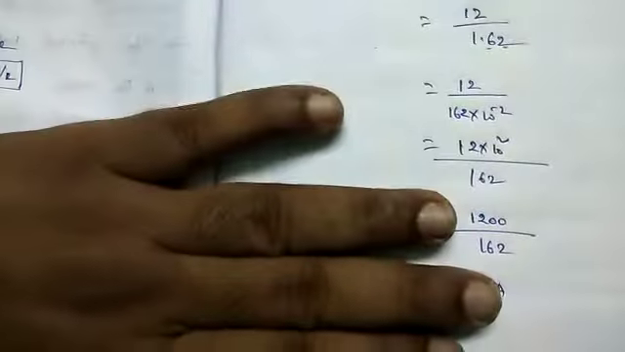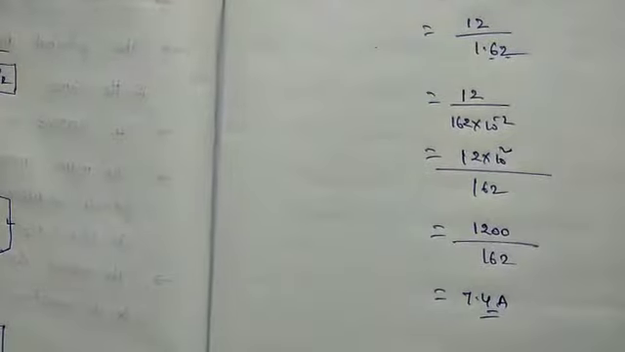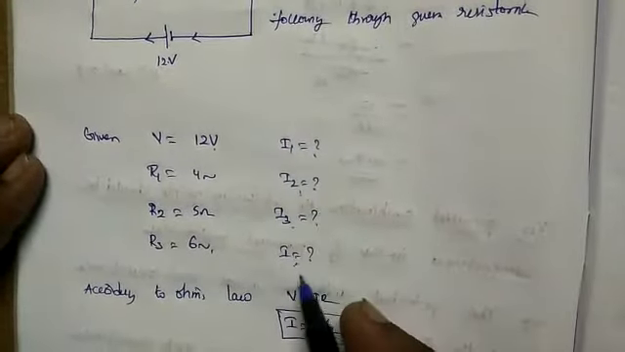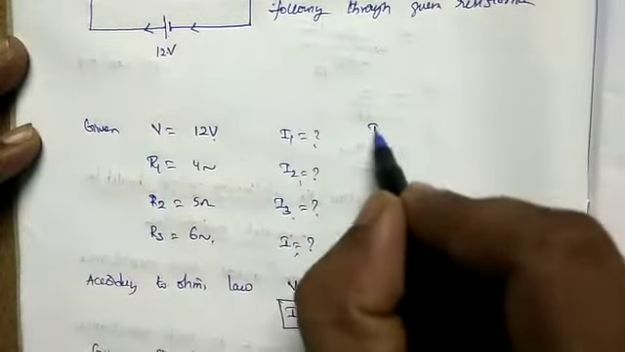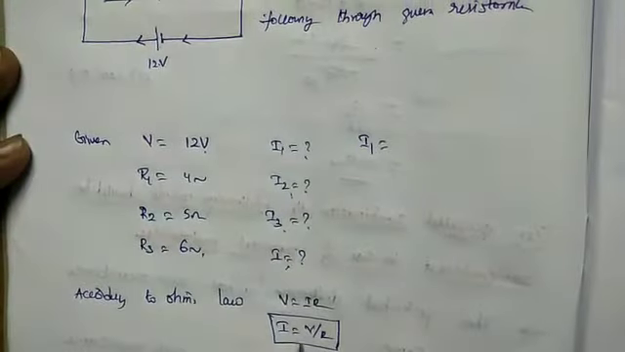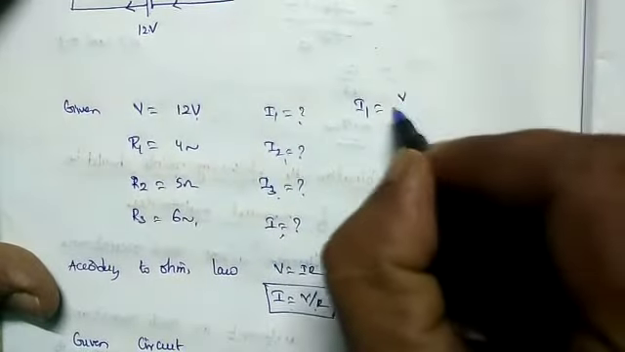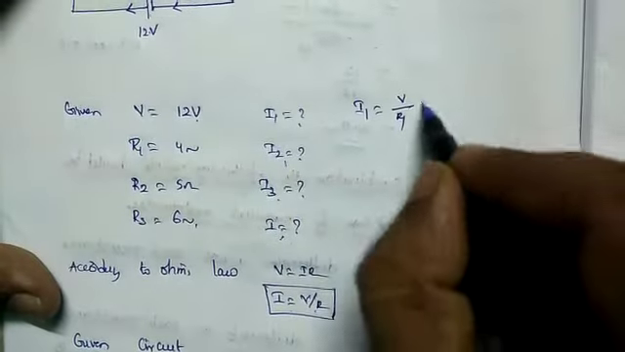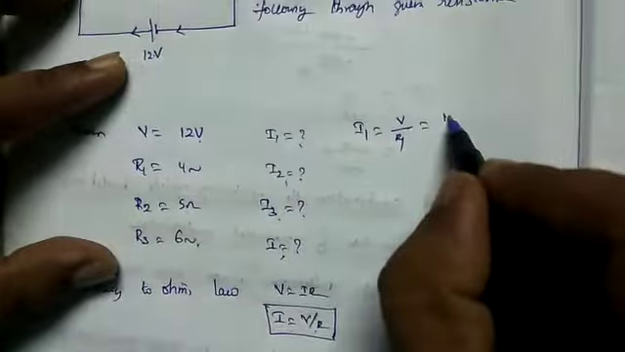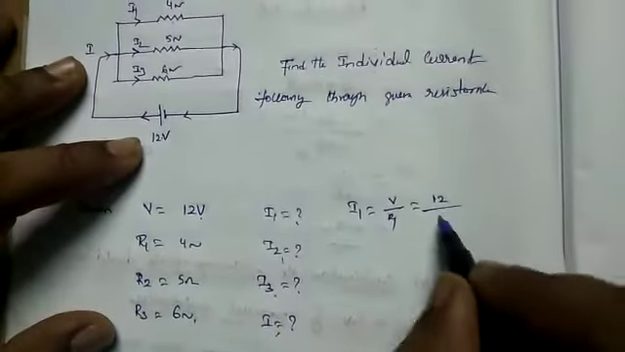But without this, we can find the individual current also. See like this, I1, I2, I3, I. So I1 is equal to, according to the formula, I is equal to V by R. So I1 is equal to V by R1. That is equal to how much? V is 12. 12 divided by 4.